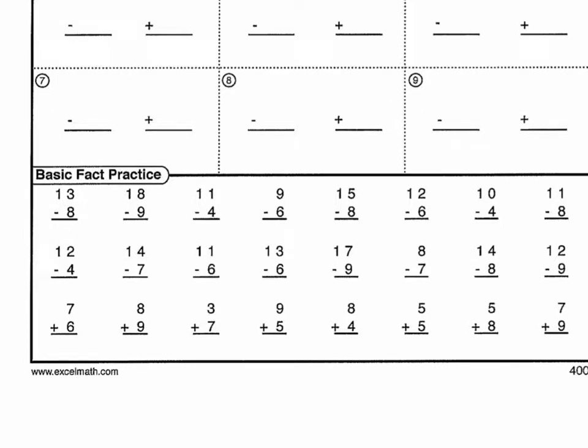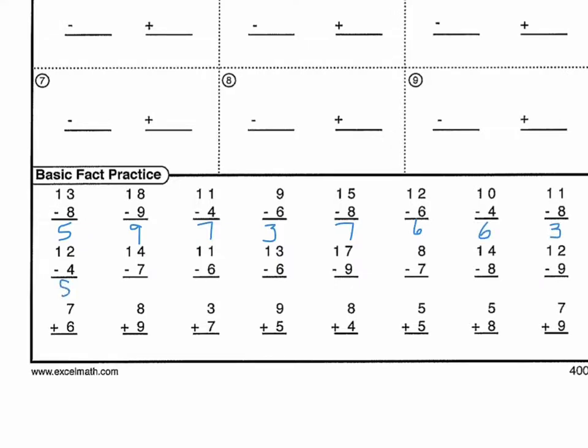All right, you should have done all these math facts. I'm going to do them really fast. 13 minus 8 is 5. You can check them. I'm going to say them out loud so you can look at your paper and check them as I go through. 18 minus 9 is 9. 11 minus 4 is 7. 9 minus 6 is 3. 15 minus 8 is 7. 12 minus 6 is 6. 10 minus 4 is 6. 11 minus 8 is 3.